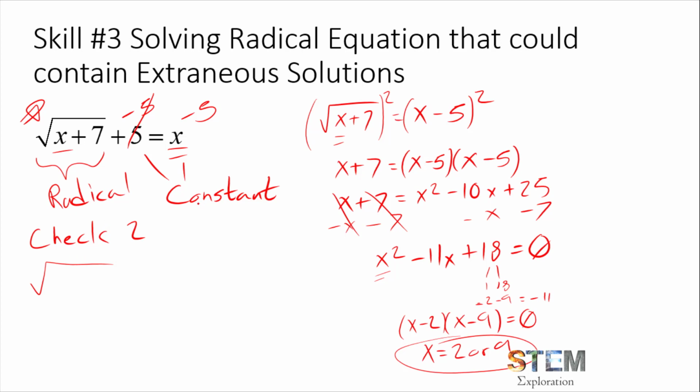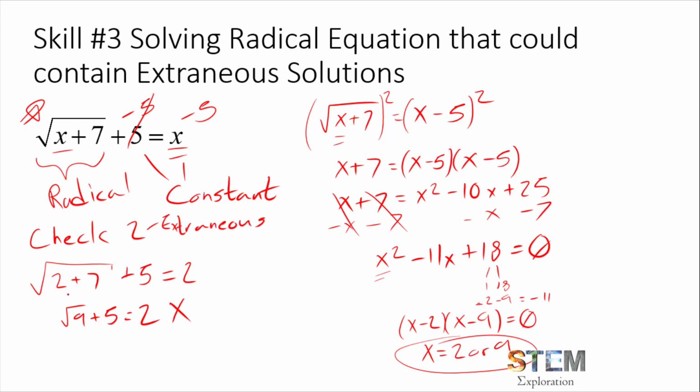All right, so if we go and we check this out and we plug 2 in for x, we get 2 plus 7 plus 5 is equal to 2. So let's check this out. If we see this, we're going to get the square root of 9 plus 5 is equal to 2. And what I'm going to tell you right now is that this simply doesn't work. 2 is an extraneous solution.